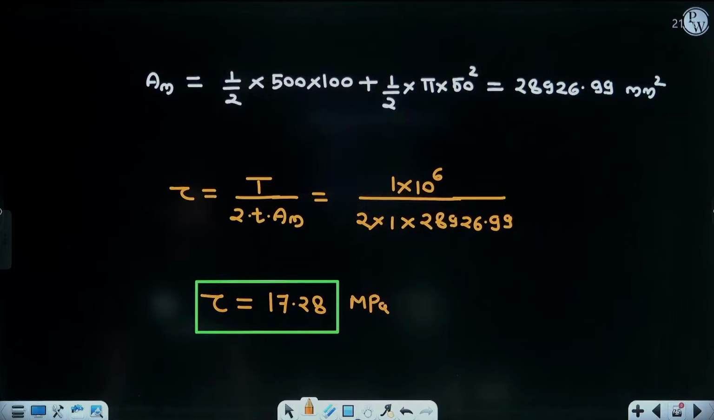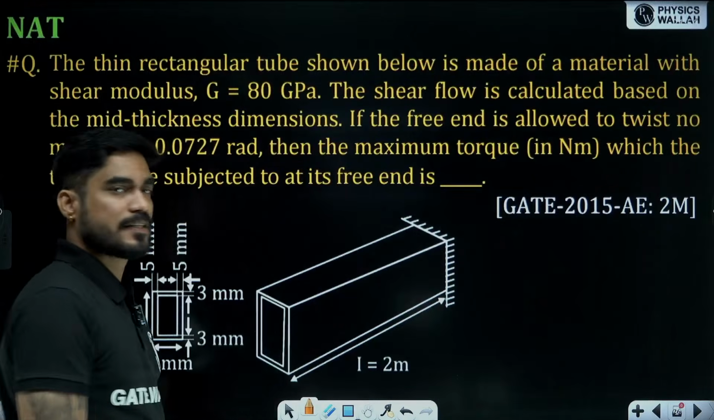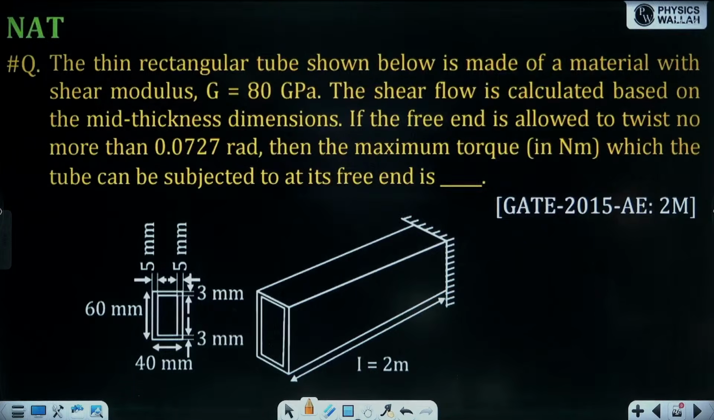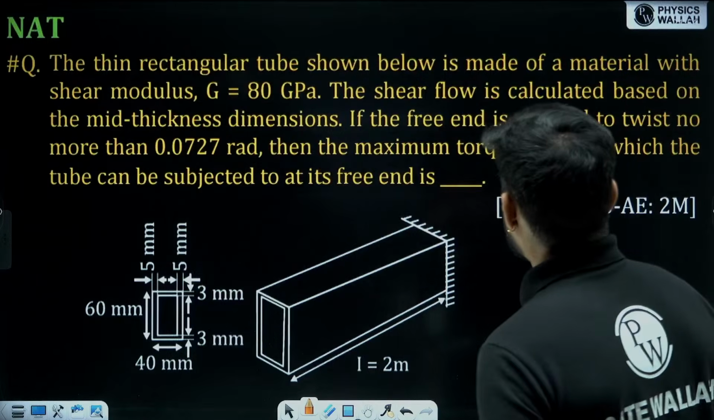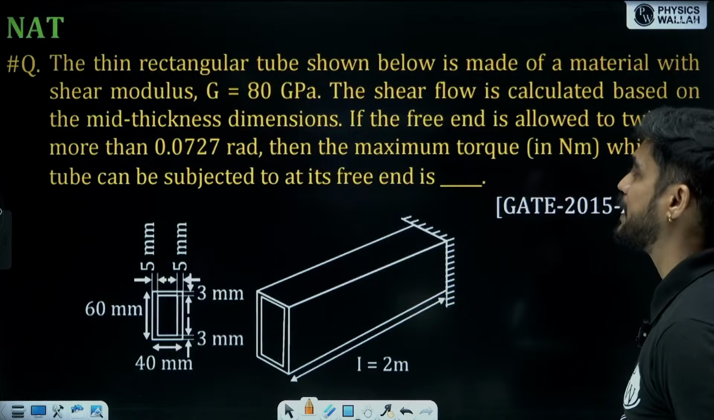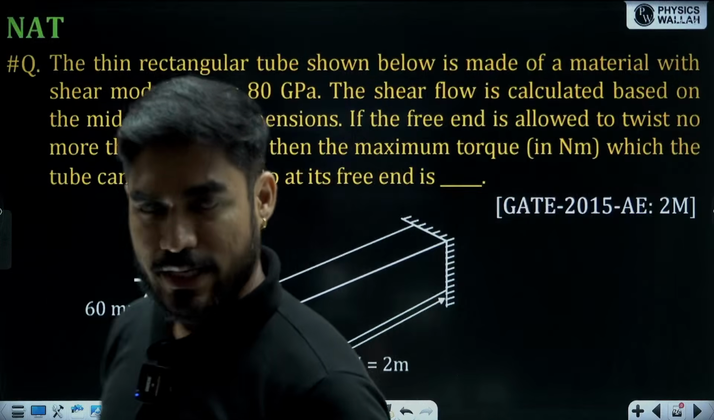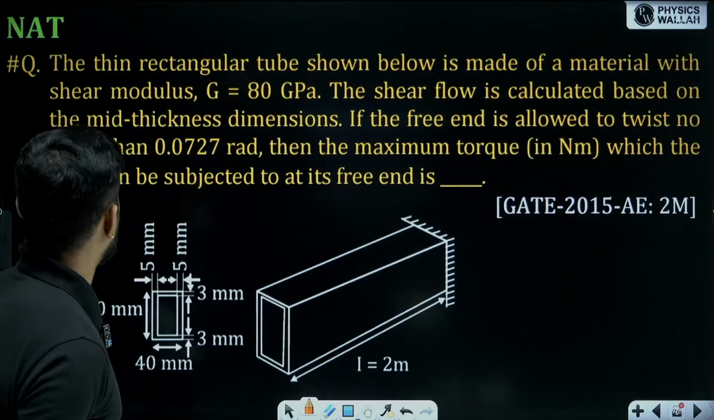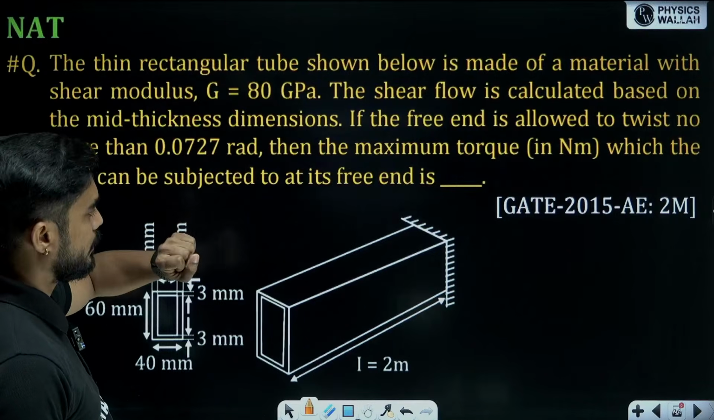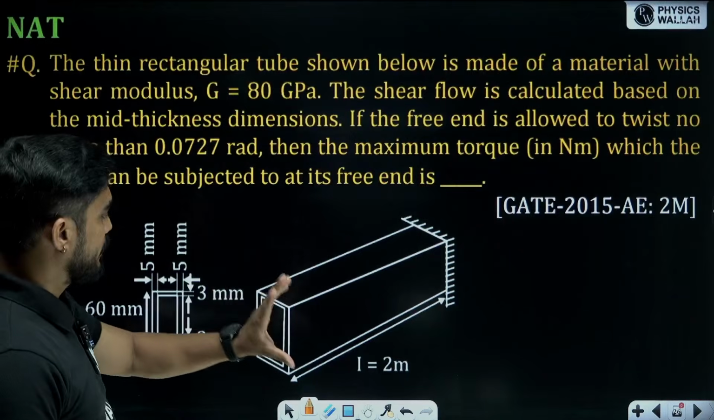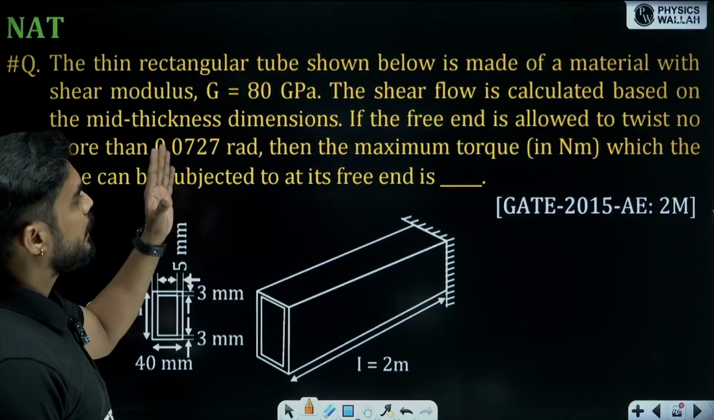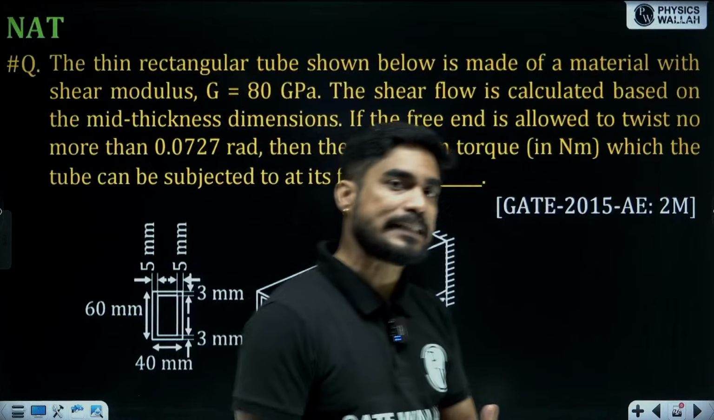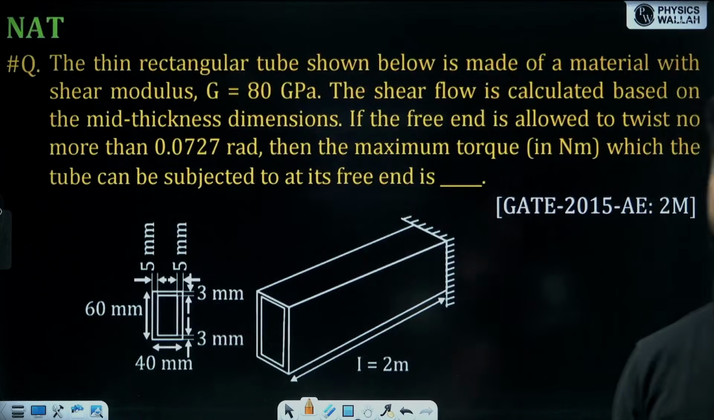Shall we solve one more problem? This is from GATE 2015. A thin rectangular tube is made of a material with shear modulus G equal to 80 gigapascal. Shear flow is calculated based on the mid thickness dimension. If the free end is allowed to twist no more than 0.0727 radian, meaning the value of theta is given. Maximum theta can be 0.0727 radian. Then the maximum torque which the tube can be subjected to at the free end is? So we have the value of theta, we need to find the value of torque T.